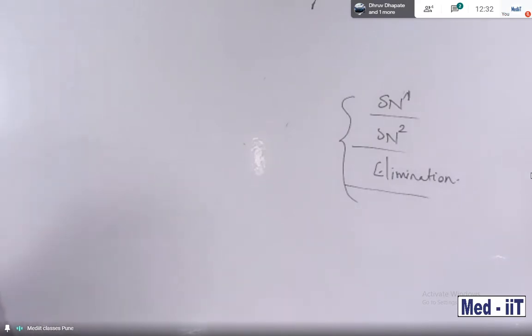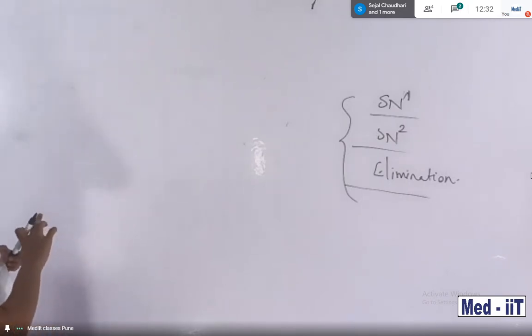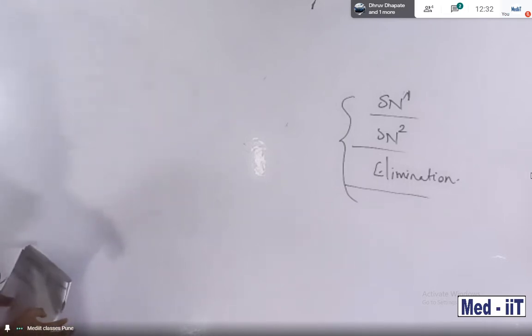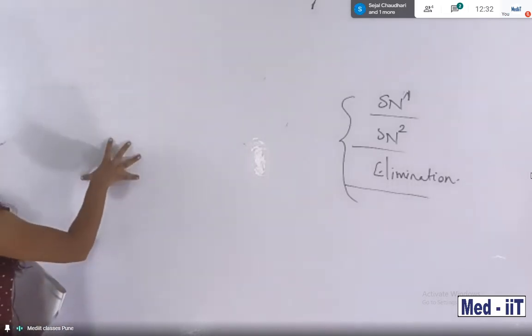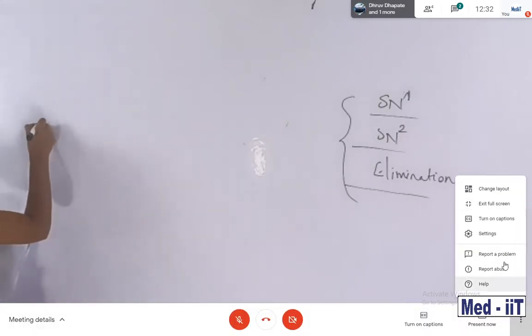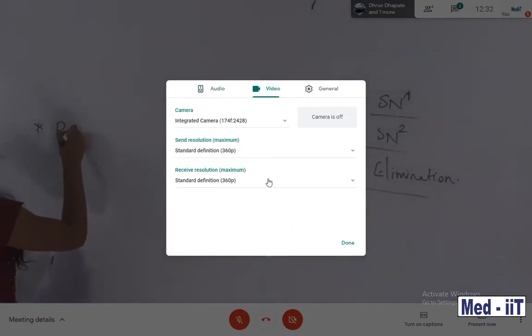We want to solve some questions related to SN1 and SN2. Before that, you want to identify which reaction the question belongs to. First of all, you want to identify, then only you can solve. So first question, take a paper and pen with you and solve by yourself. Any difficulty, we will discuss.